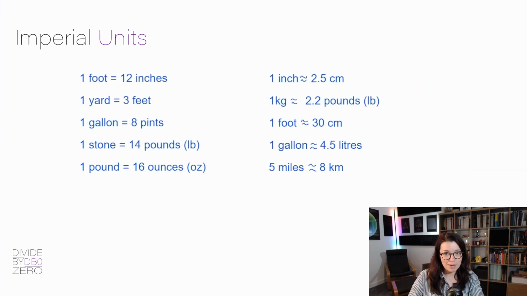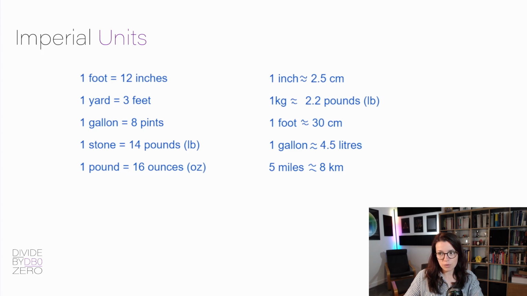Now I'll show you some common imperial units that you might be asked about. Remember, you will be given any facts or conversions for these, so you don't need to memorize them. You just need to know how to use them. We've got 1 foot is the same as 12 inches, 1 yard is 3 feet, 1 gallon is 8 pints, 1 stone is 14 pounds, 1 pound is 16 ounces.